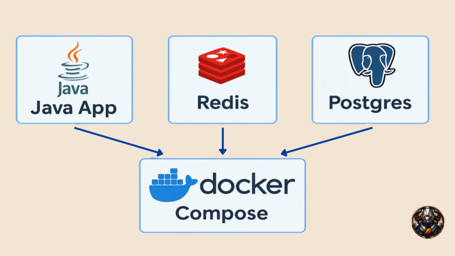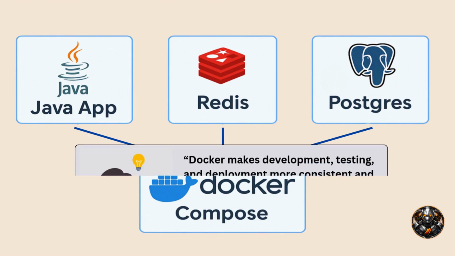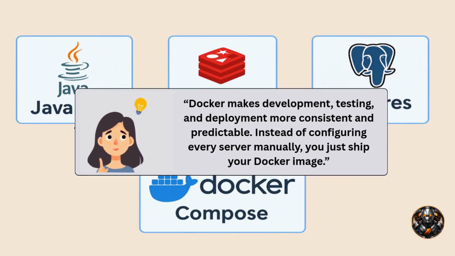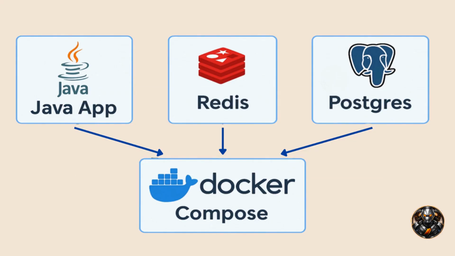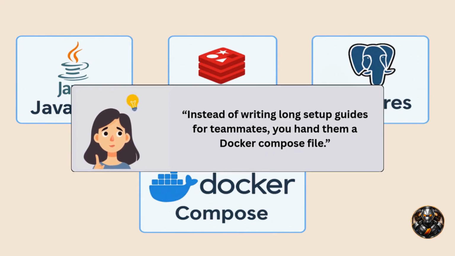That's powerful. It means every developer on your team runs the same stack, and your test and production environments match your local setup exactly. Docker makes development, testing, and deployment more consistent and predictable. Instead of configuring every server manually, you just ship your Docker image. Instead of writing long setup guides for teammates, you hand them a Docker Compose file.